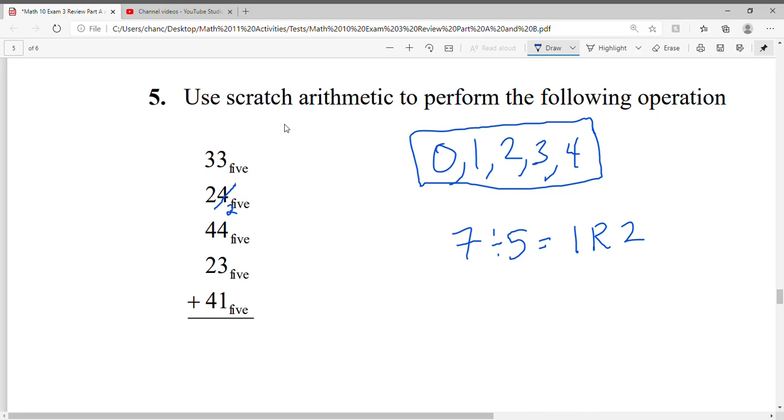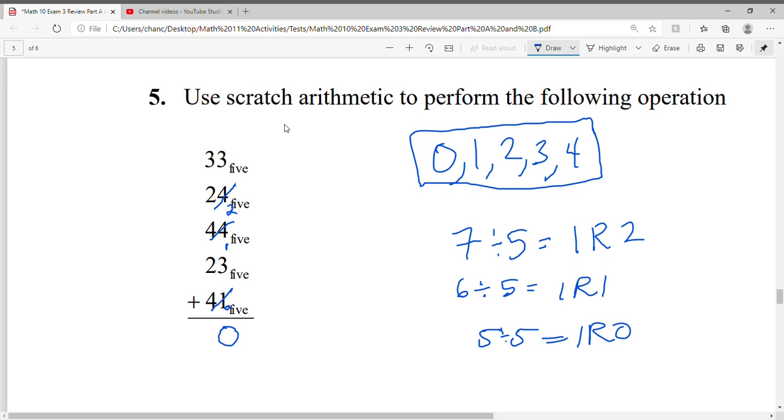2 plus 4 is 6. Put a scratch. 6 divided by 5 is 1 remainder 1. We'll put a 1. 1 plus 3 is 4. 4 plus 1 is 5. We'll put a scratch. We know 5 divided by 5 is 1 remainder 0. So we'll put a 0 here, and that means we'll bring it down here.